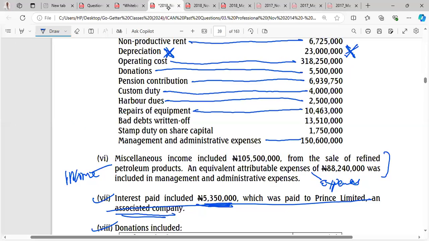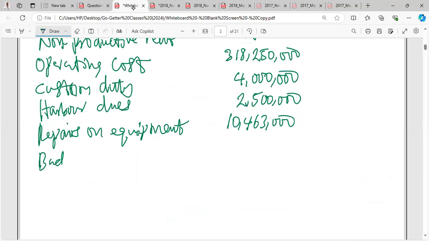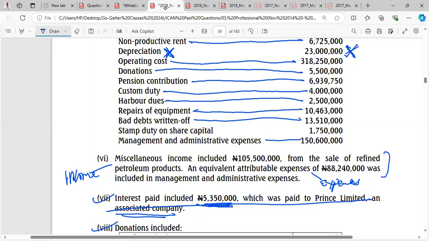The next one is bad debt written off. This is not provision, this is bad debt written off. Writing it down. Bad debt written off. This has already occurred. 13,510.